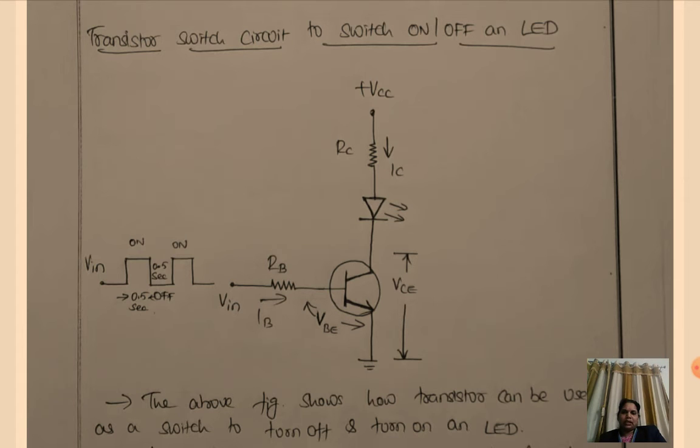So this collector current will flow across the LED and make the LED glow, that is, it will be switched on. This is how, with the help of a square wave, I switch on the LED for 0.5 second, and it will be off for the next 0.5 second. In the same way, you will observe it for the next cycle of the square input. So I can conclude that this transistor switch will either switch an LED on or off based on the square input.